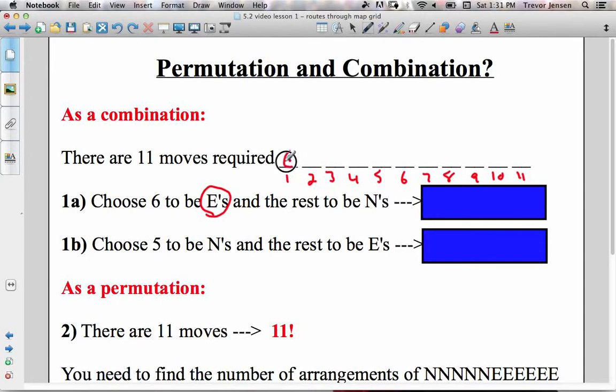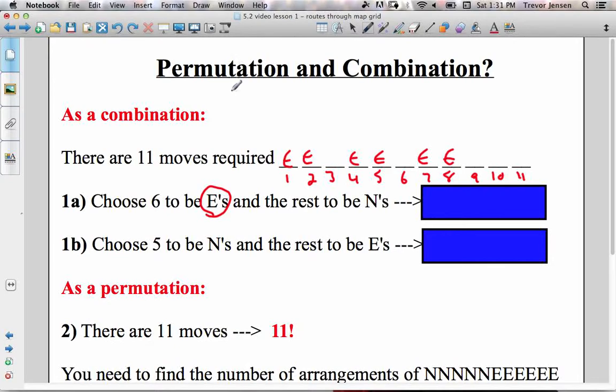I could choose the 1st, 2nd, 4th, 5th, 7th, and 8th to be east, and then the rest would just be north. We don't have to worry about that because all the available ones would just be filled in north. The important thing is how many ways could I choose 6 of the 11 to be east?